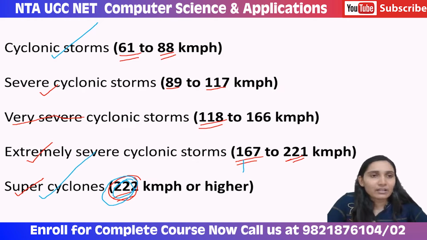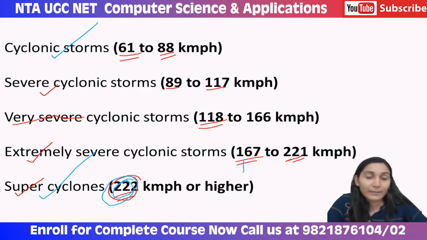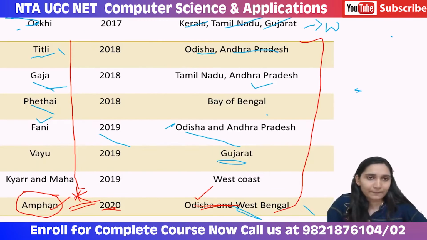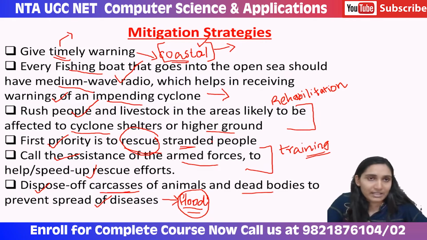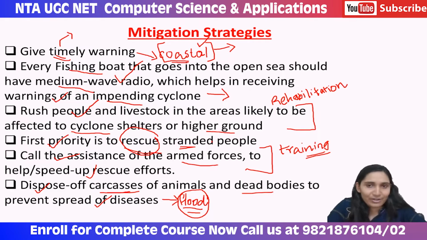Now the speed, two categories are important. One is normal cyclonic storms from 61 to 88 km per hour. This is the speed of the wind. Next is supercyclones, 222 km per hour. Then we discussed some of the recent cyclones which hit the Indian subcontinent and the states which were affected. They are Ockhi, Titli, Gaja, Pethai, Fani, Vayu, Kyarr and Maha, and then Amphan, the latest one. Then we discussed the mitigation strategies. So this is all we discussed today.